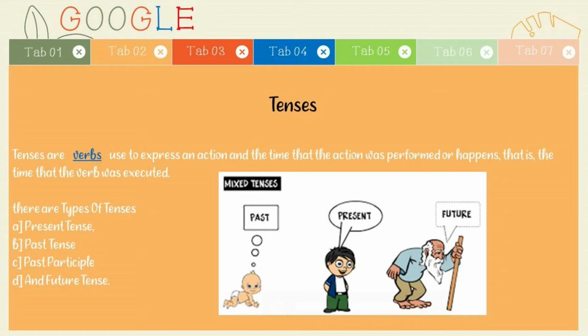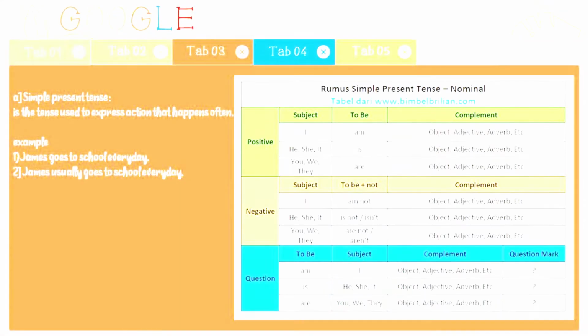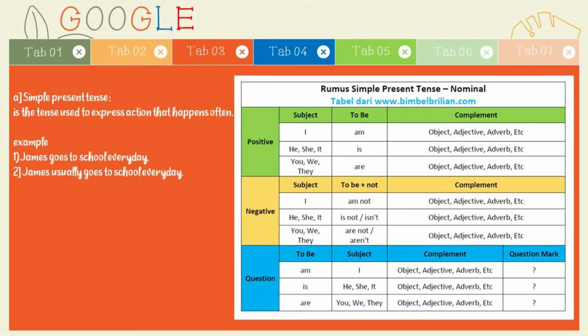There are types of tenses. First is present tense, past tense, past participle, and future tense. And today we're going to talk about present tense.